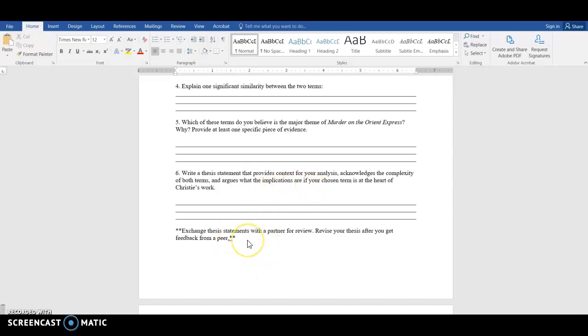We are going to be exchanging these thesis statements with a partner tomorrow. So come prepared to share your thesis statements in class tomorrow, but we are going to be submitting this worksheet on Canvas by midnight tonight so that I get a chance to look at these as well and give you some feedback.